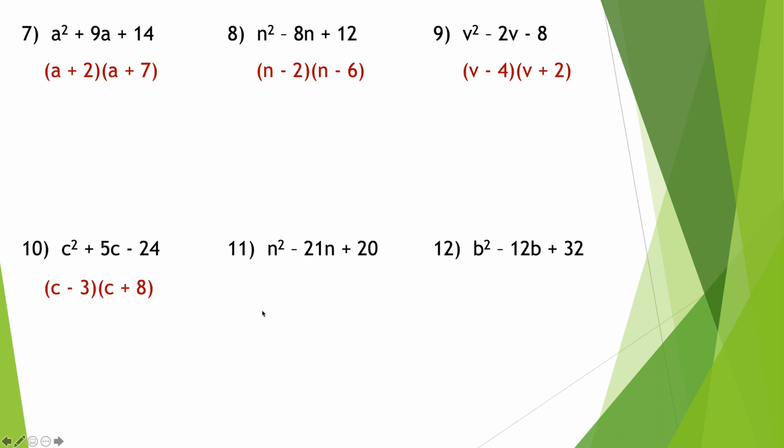Okay, number 11. Using AM, I want two numbers that multiply out to 20, add up to -21. Well, that would be -1 and -20. Check ourselves back. N times n is n squared. N times -20 is -20n. -1 times n is -1n. -20n and -1n is equal to -21n. And -1 times -20 is +20. So that is my correct solution there.